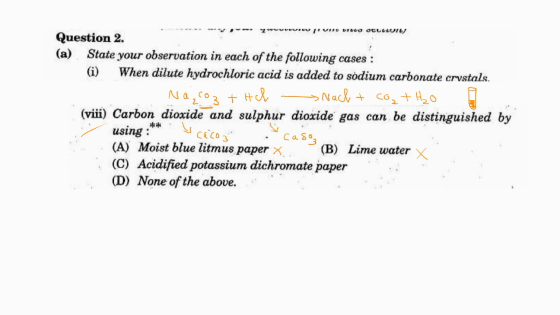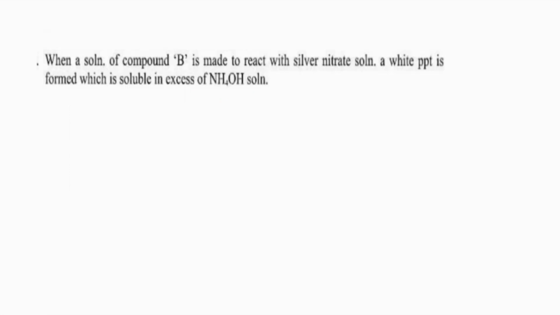But sulfur dioxide will give a positive test with potassium dichromate paper. Potassium dichromate paper will turn from orange to pale green when sulfur dioxide comes in contact with it, whereas carbon dioxide will not. So which is the answer? C, acidified potassium dichromate. Got it? Now see the last one. When a solution of compound B is made to react with silver nitrate solution, AgNO3, a white precipitate is formed which is soluble in excess of ammonium hydroxide solution.